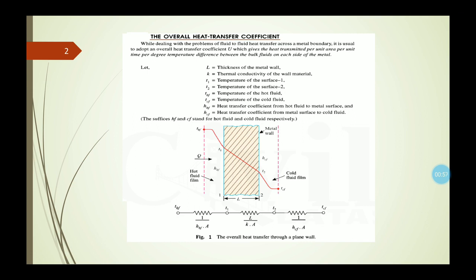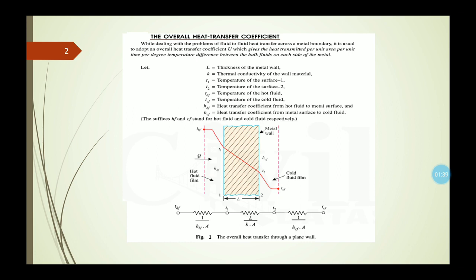Okay, so the overall heat transfer coefficient gives the heat transmitted per unit area per unit time per degree temperature difference between the bulk fluids on each side of the metal. So this is the definition for the overall heat transfer coefficient. While dealing with problems of fluid to fluid heat transfer across a metal boundary, we usually adopt an overall heat transfer coefficient. Now, there is a small derivation for the equation of the overall heat transfer coefficient. The notation is capital U.